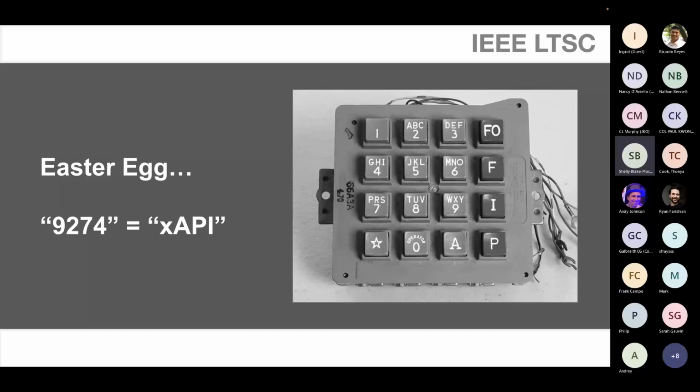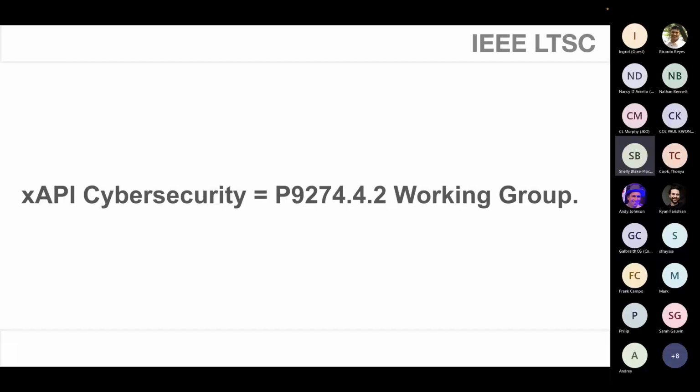Just an Easter egg here. People always ask me where the numbers come from. The 9274, that is the xAPI group at IEEE, is on a touch-tone phone, xAPI 9274. I always thought that was fun.